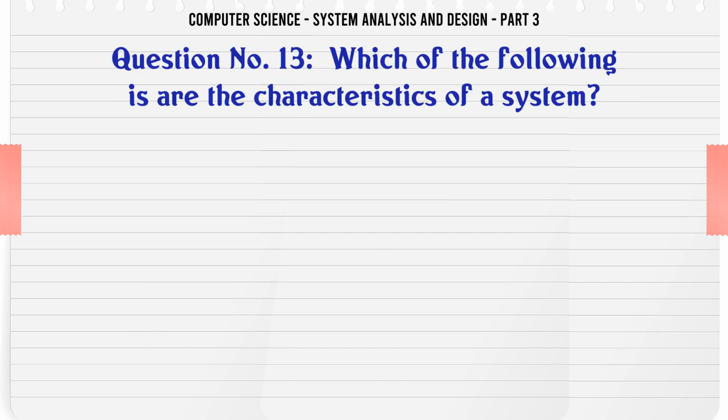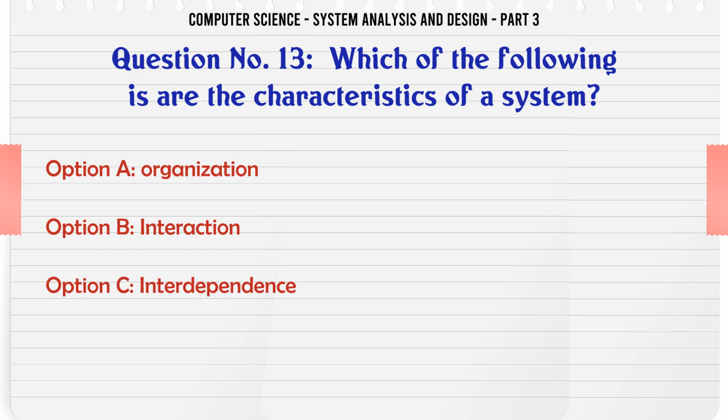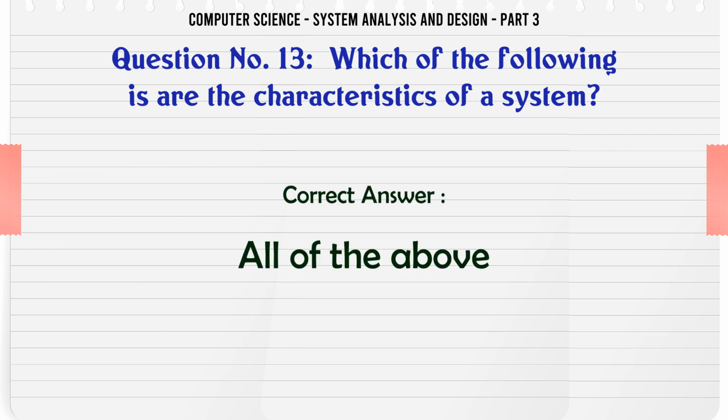Which of the following are the characteristics of a system? A. Organization, B. Interaction, C. Interdependence, D. All of the above. The correct answer is all of the above.